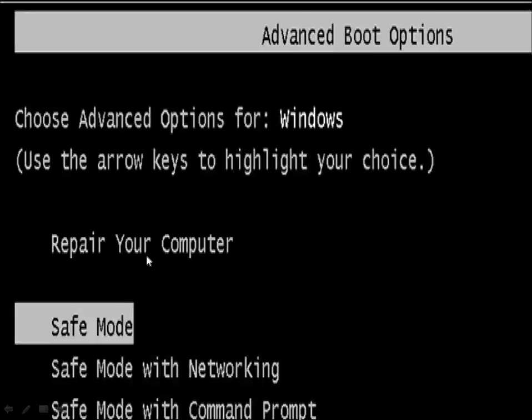The safe mode of Windows allows the user to correct the issues so that the normal functioning of Windows can be resumed. So this is safe mode. It allows the user to correct the problems that have arisen, so that they are resolved and the system can function normally.